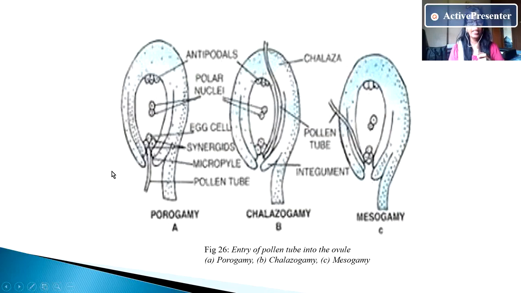Coming to the next, see here the diagrams. Porogamy, the entry of gametes through the micropyle. Chalazogamy, the entry of the pollen tube through the chalaza, through the base of the ovule. And the entry of the pollen tube through the integuments is known as mesogamy.